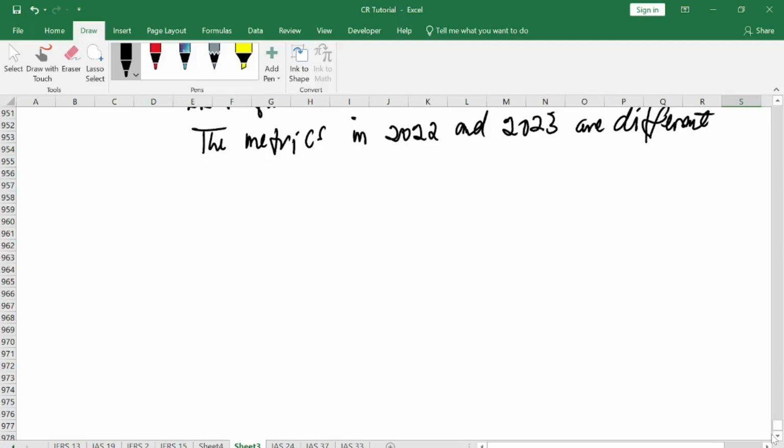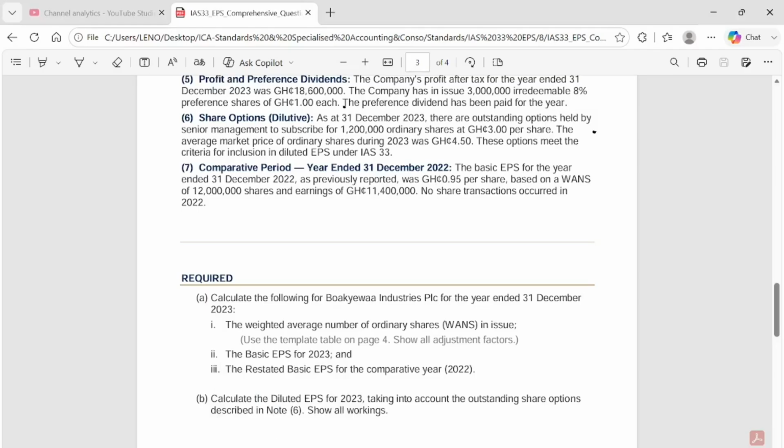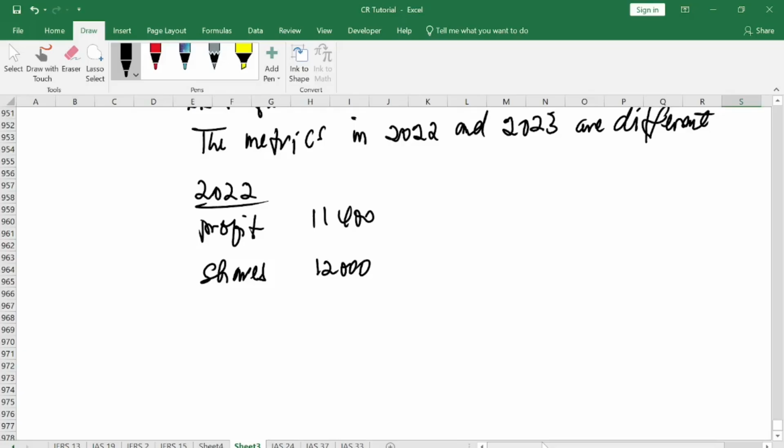Now, let us look at the first one. Here, if you are given basic earning per share, let us look at the 2022 information. They've given us a profit of 11,400. It is in the question. They're giving us a profit of 11.4 million, and the shares are 12 million. So we can find our basic earning per share to be the profit divided by the shares, and we will have 0.9. So this is the basic earning per share.